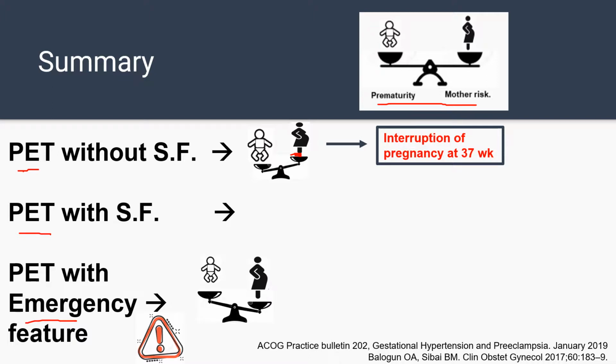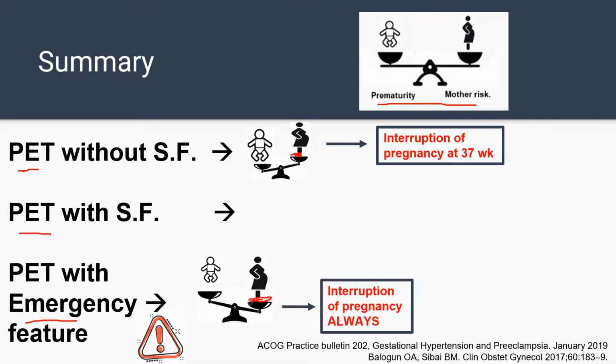On the other hand, in the preeclampsia with an emergency feature, the risk of the mother is very, very high. Actually, the mother is almost dying. So in this situation, we need to perform an interruption of the pregnancy always. But in the preeclampsia with severe features, we have a mother that is not dying, but also is in a very important and serious condition. What to do? This depends on the gestational age.